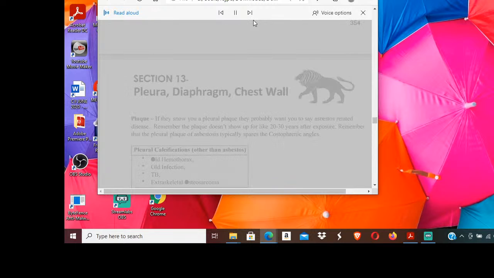Section 13. Pleura, diaphragm, chest wall. Plaque. If they show you a pleural plaque, they probably want you to say asbestos-related disease. Remember, the plaque doesn't show up for like 20 to 30 years after exposure. Remember that the pleural plaque of asbestosis typically spares the costophrenic angles. Pleural calcifications, other than asbestos: old hemothorax, old infection, TB, extraskeletal osteosarcoma.